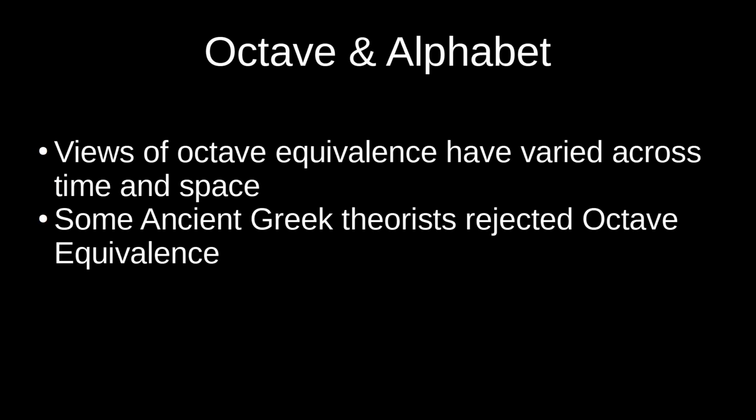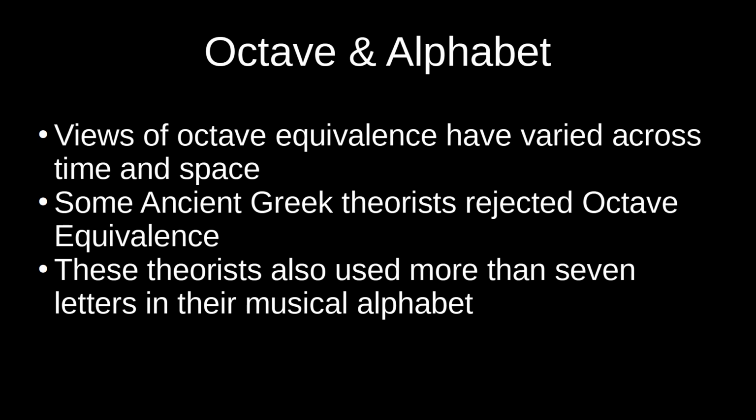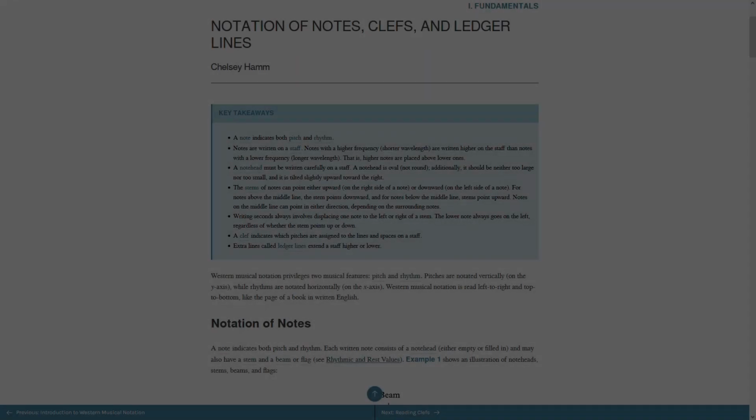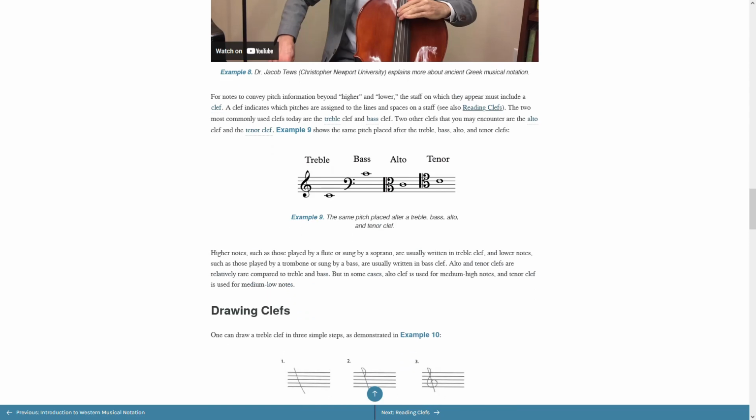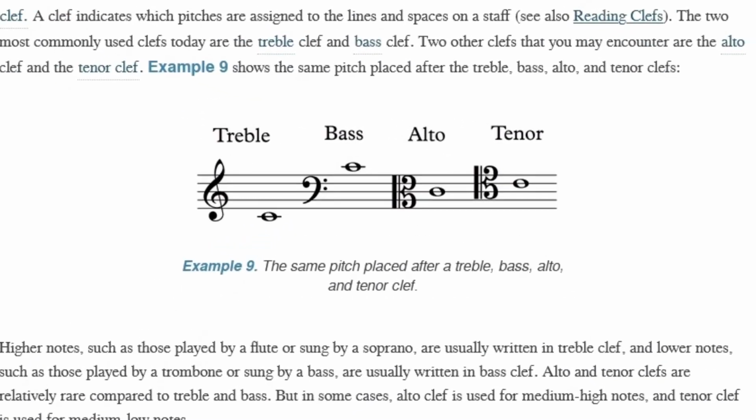For example, some ancient Greek music theorists did not accept octave equivalence. These theorists used more than 7 letters of the Greek alphabet to name pitches. Clefs and ranges. The notation of notes, clefs, and ledger lines chapter introduced 4 clefs: treble, bass, alto, and tenor.